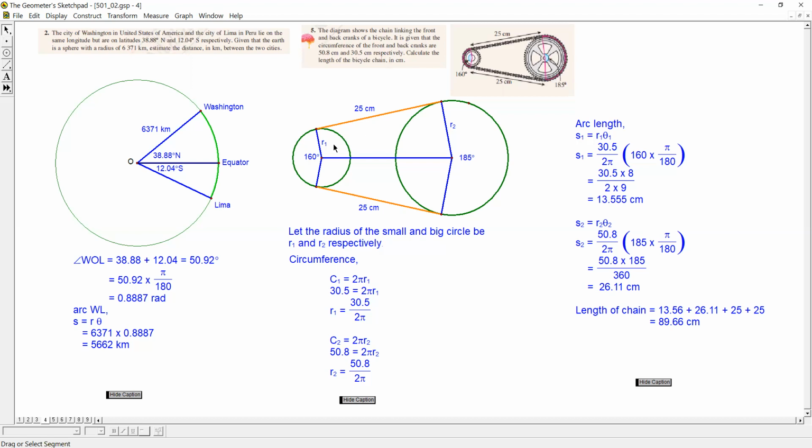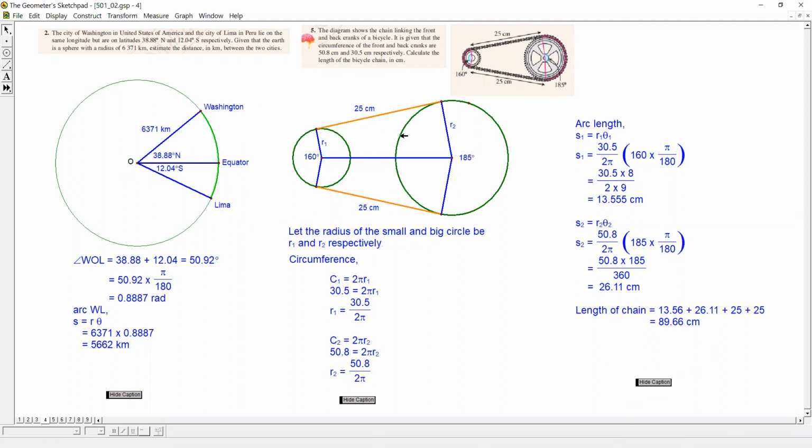If you want to find the length of the chain, you add the two arcs together, the arc of the small circle and the arc of the big circle, and the two tangents. So the answer is 89.66. Correct or not? Someone please check the calculation. Use your calculator to check. Yes, teacher, correct, 89.66.